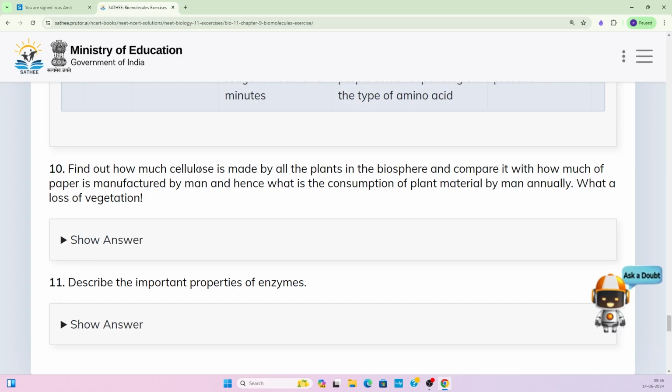So moving to our next question. Find out how much cellulose is made by all the plants in the biosphere and compare it with how much of the paper is manufactured by men, and hence what is the consumption of the plant material by men annually. What a loss of vegetation.